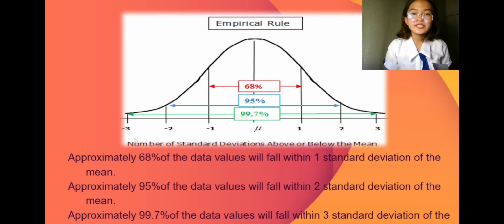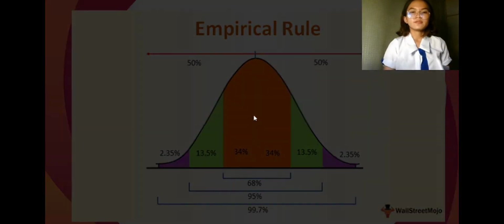So this is our illustration of the empirical rule. Approximately 68% of the data values will fall within one standard deviation of the mean. One standard deviation here and here, this is our 68%. Approximately 95% of the data values will fall within two standard deviations of the mean. Here and here is our 95%, and approximately 99.7% of the data values will fall within three standard deviations of the mean. Here and here is our 99.7%.